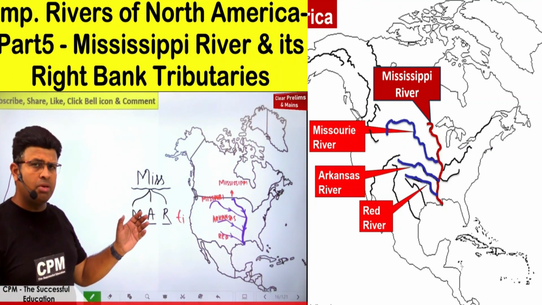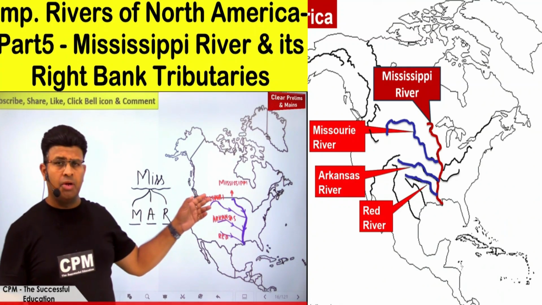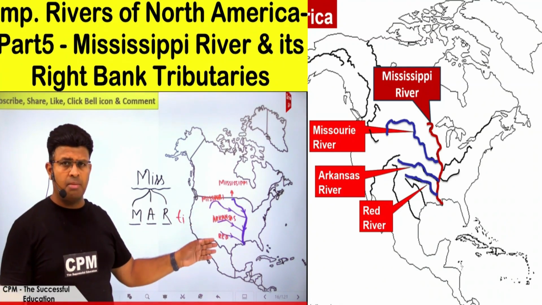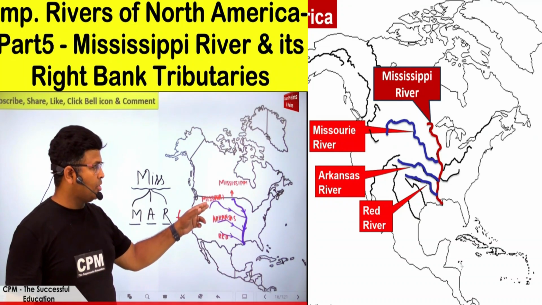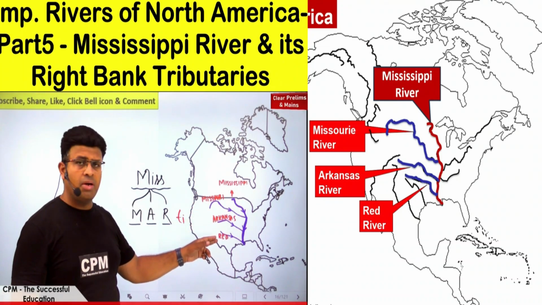Let us remember the important rivers of North America, part 5, and it is covering Mississippi River and its right bank tributary. Its right bank tributaries are Missouri, Arkansas, and Red.